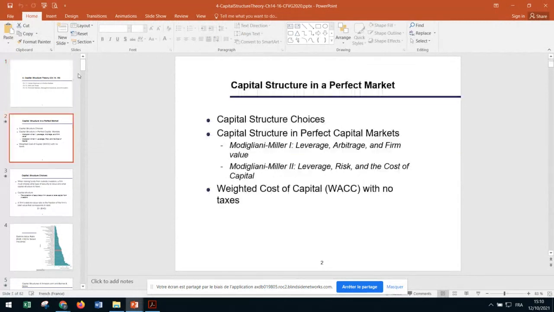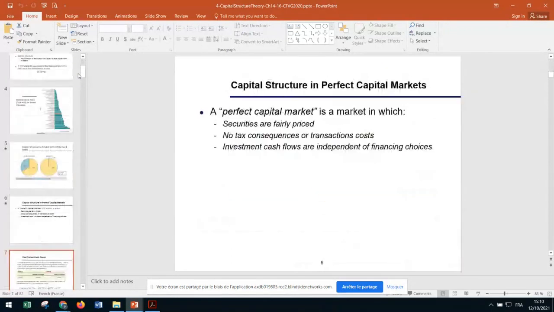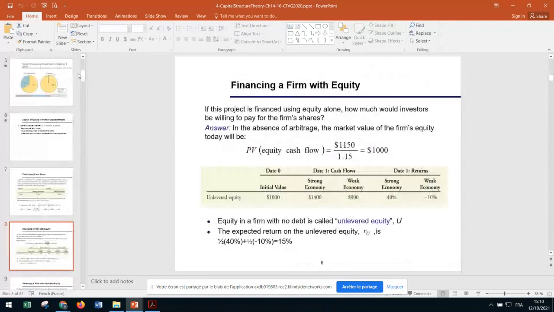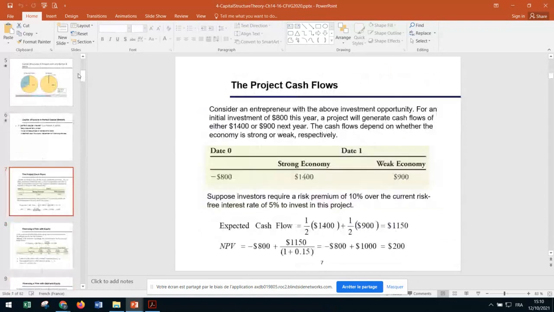The first one we call capital structure in a perfect capital market. Basically, what you need to know is Modigliani-Miller proposition number one and also Modigliani-Miller proposition number two. I can go and show you one more time, but you can do it by yourself.